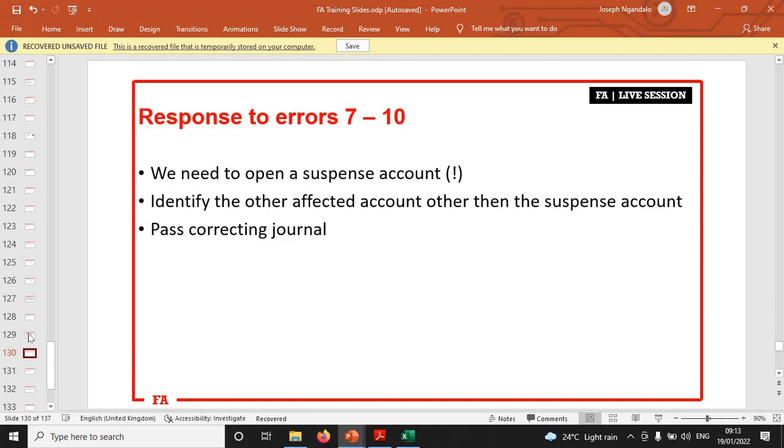And how do you become better at identifying? Because the language of the examiners is similar. You practice many what? Questions. Identify the affected account, because one of the affected accounts in this case will be what? The suspense account. You understand that? So meaning that the journal that you're going to pass here should also include the suspense account. Very important point that you need to remember.